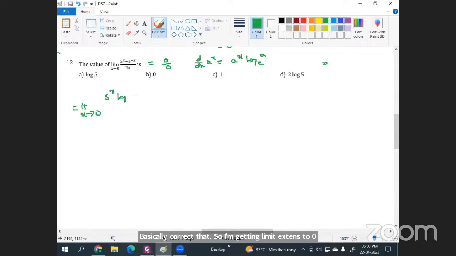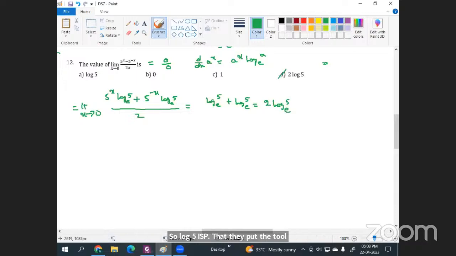5 power x into log 5 base e minus 1 plus 5 power minus x log 5 base e. 2x base is 2, 0 by 0 form, that equals log 5 base e. 5 power 0 is what? 1. Right? So log 5 base e, that equals 2 log 5 base e. So the fourth option is the right option.